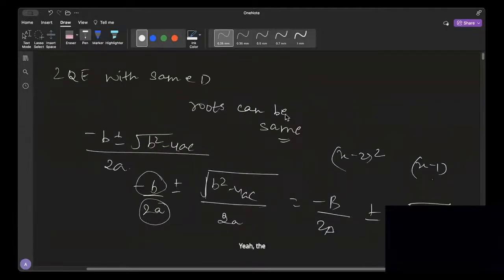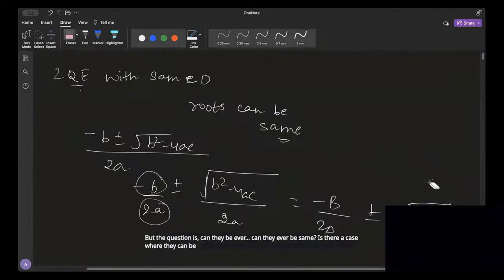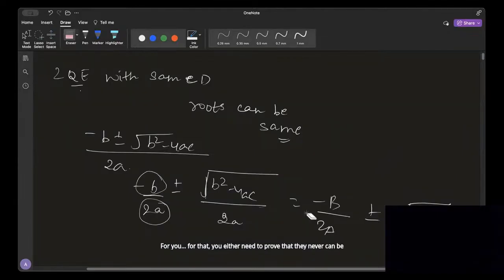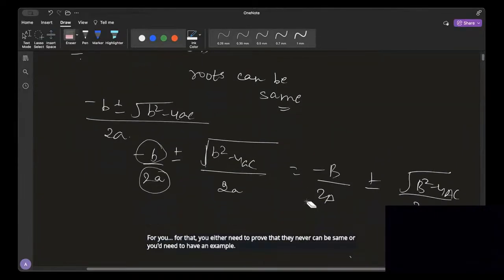Yeah, the roots are not equal, but we need a case where there are two different quadratic equations. What you've done is you've taken two different quadratic equations with same discriminant where roots are not equal. But the question is, can they ever be same? Is there a case where they can be same? For that, you either need to prove that they never can be same, or you need to have an example where they're same.